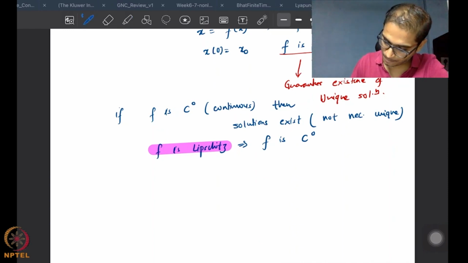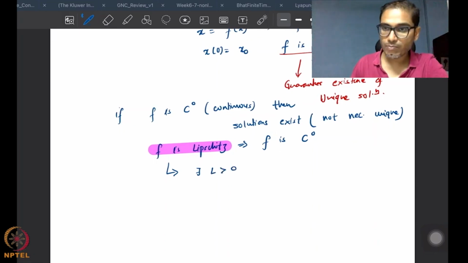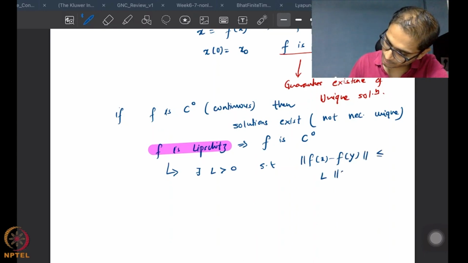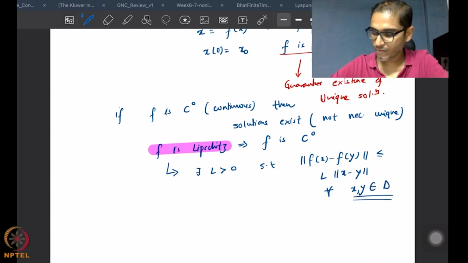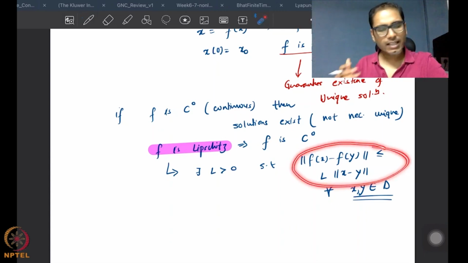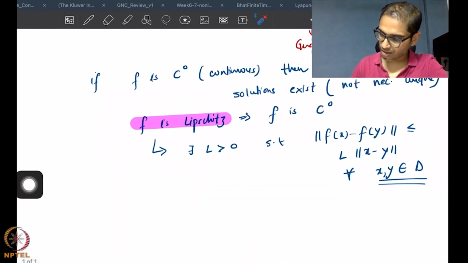It basically says that there exists some positive constant L, the Lipschitz constant, such that norm of f(x) minus f(y) is less than or equal to L times norm of x minus y, for all x and y in this domain D. As you can see, this looks like a smoothness condition. It looks like a differentiability condition, in fact, because this is how you define differentiability.